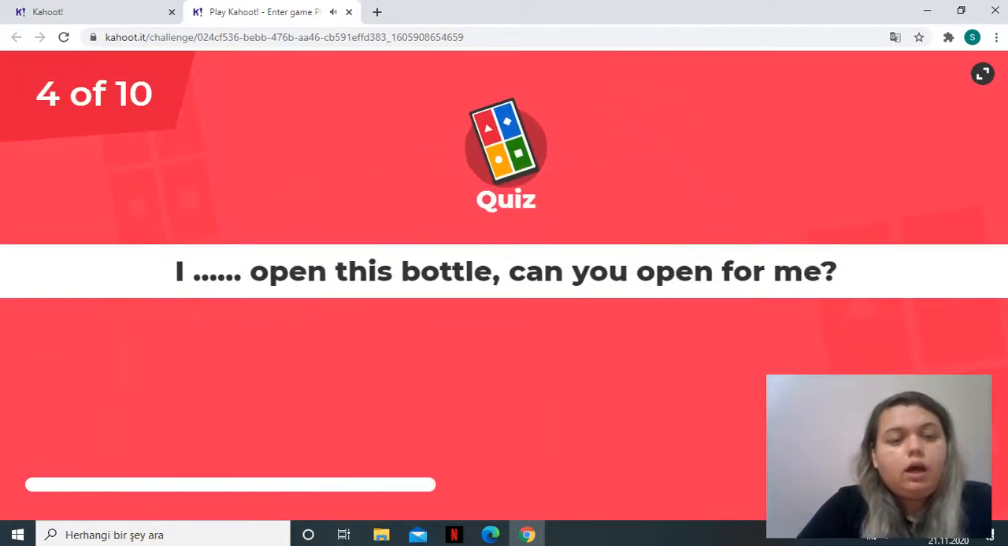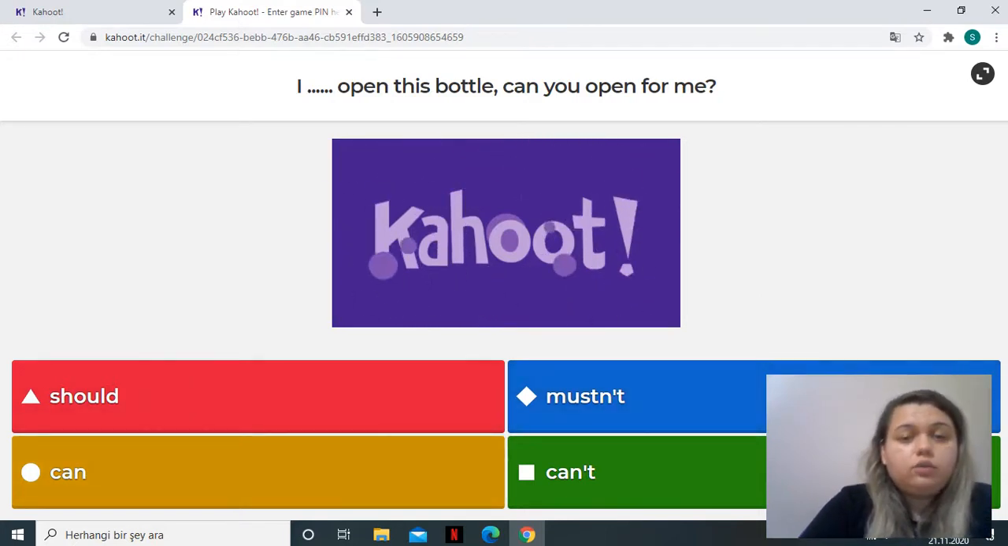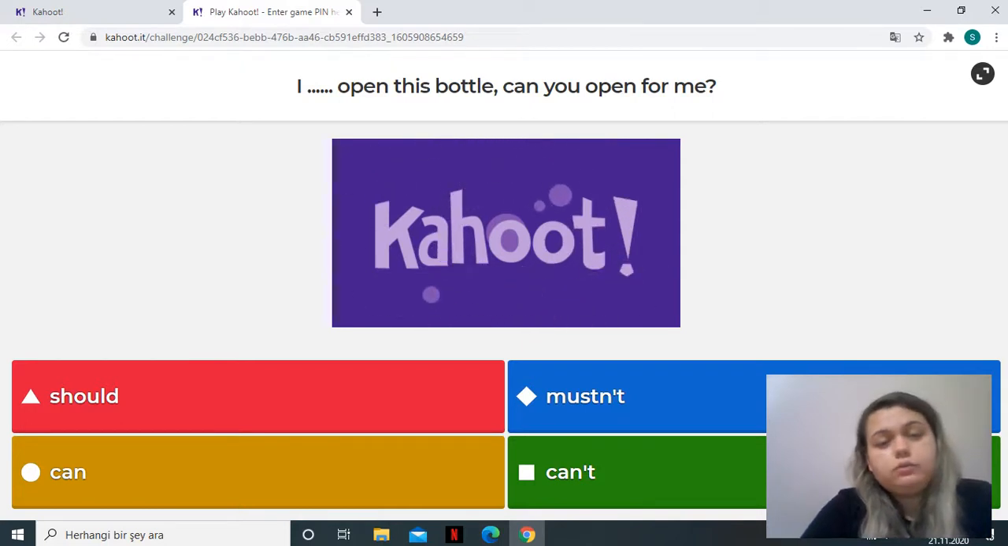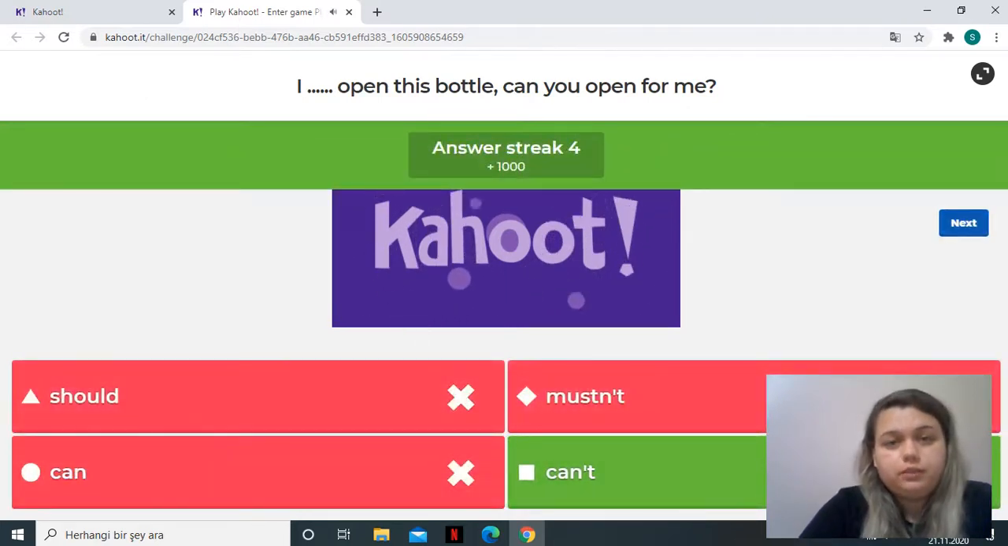Fourth question. I blank open this bottle. Can you open it for me? We cannot use should here because it is a suggestion word. There is no need for suggestion in this sentence. We cannot use mustn't in this sentence because there is no obligation here. We cannot use can here because if I can open the bottle, why would I need someone to open it for me? The right answer is can't. I can't open this bottle. Can you open it for me?